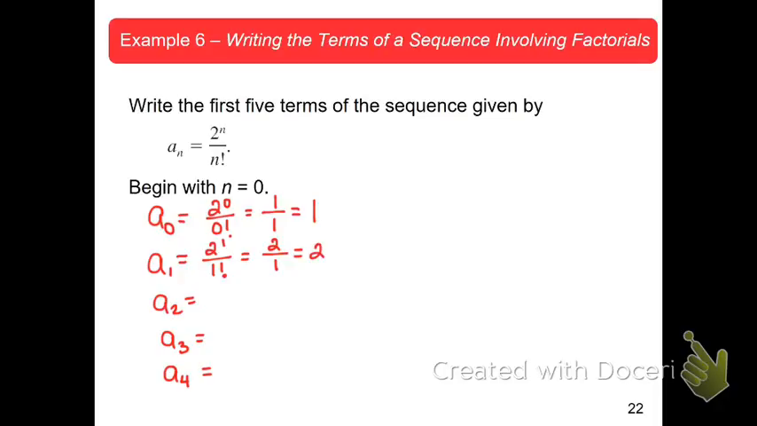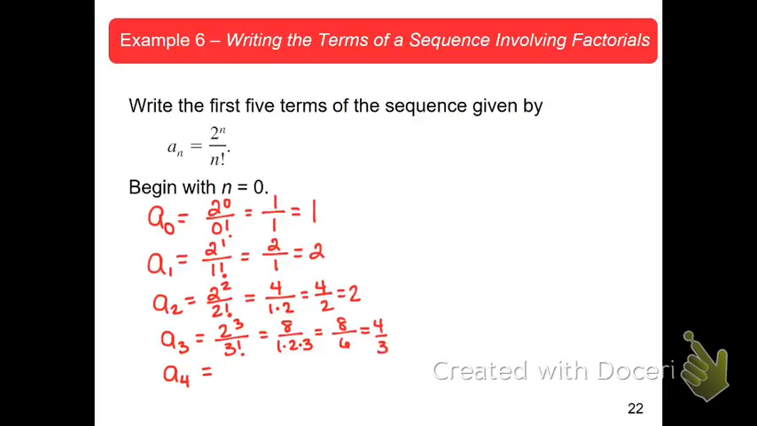Now is when it gets a little different because now n is going to be 2 for that third term. So you get 2 to the 2 over 2 factorial. Well, 2 squared is 4, over 2 factorial, which is 1 times 2, or you could say 2 times 1, which gives me 4 over 2, which reduces to 2. And then for my fourth term, n is now 3, so I get 2 to the third over 3 factorial. 2 to the third is 8. 3 factorial is 1 times 2 times 3. So I get 8 over 6, which reduces to 4 over 3.